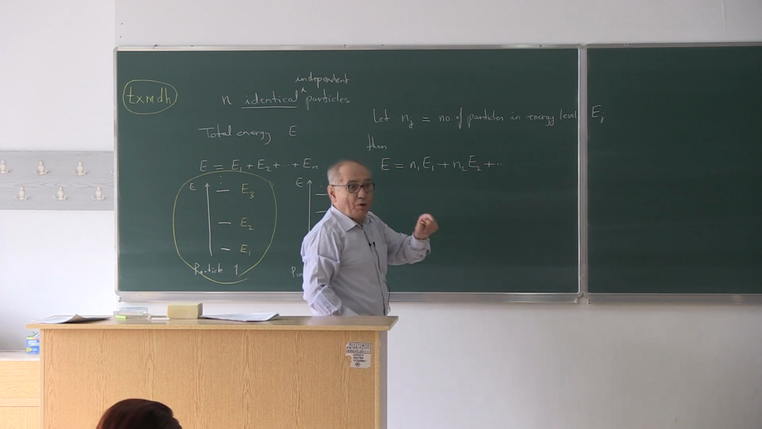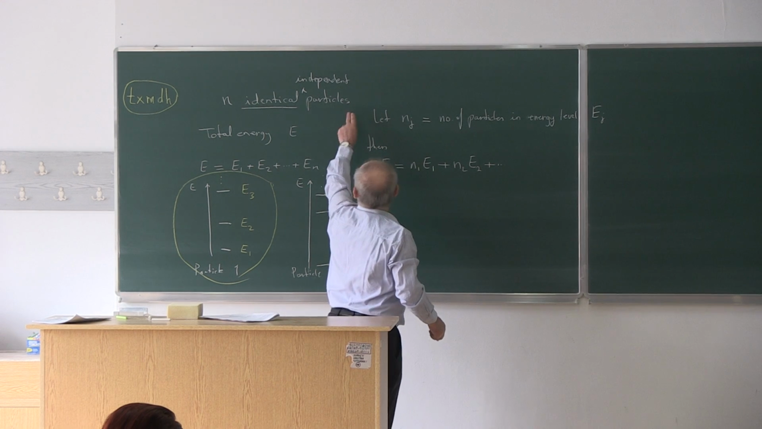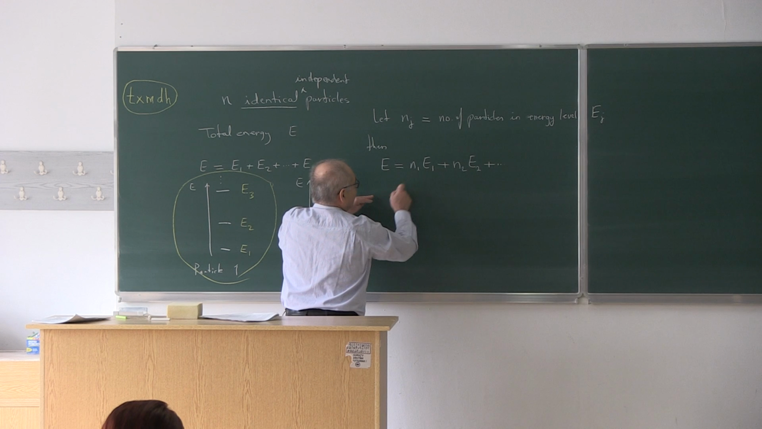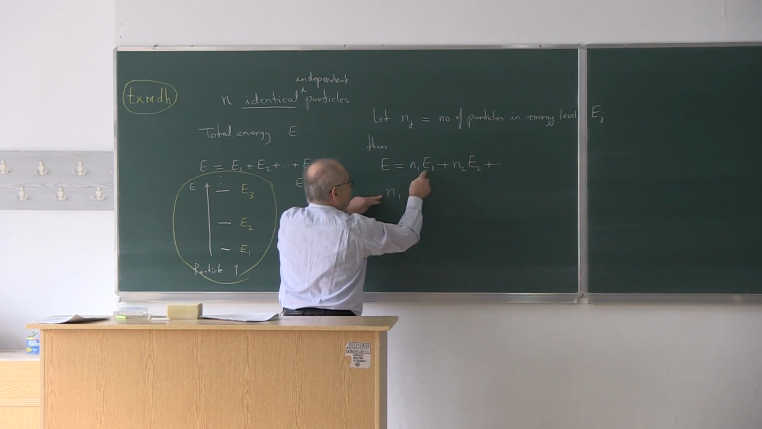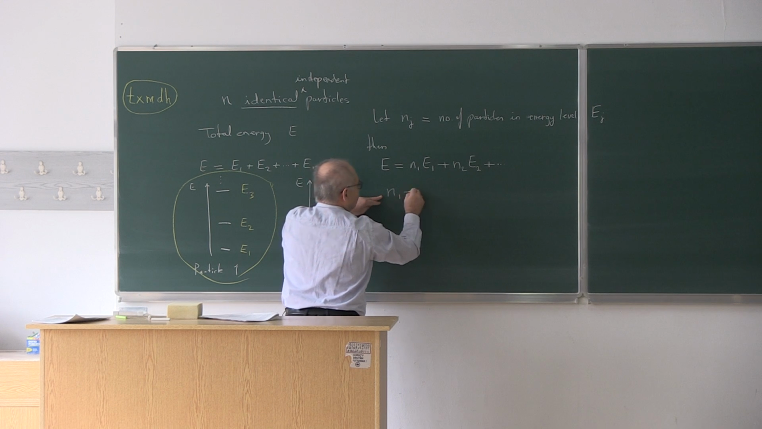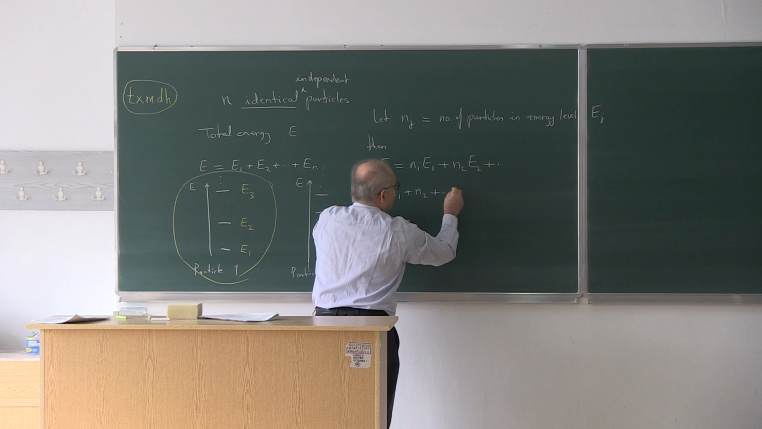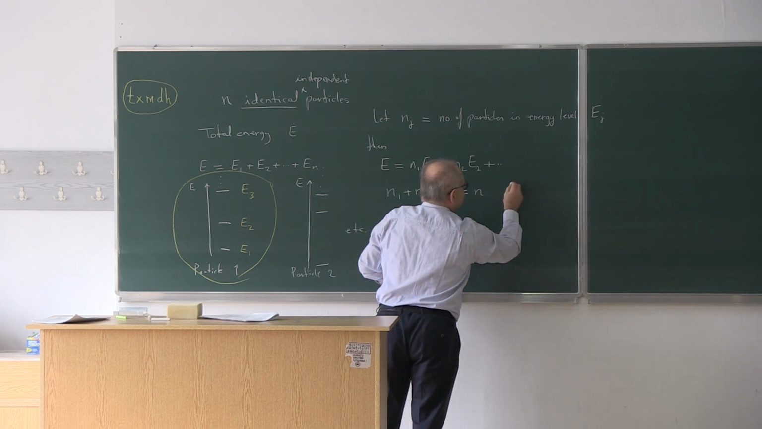Of course, the total number of particles is fixed. It is n, which means the sum of these quantities, number of particles in energy level 1 plus number of particles in energy level 2 and so on, must obey this constraint.